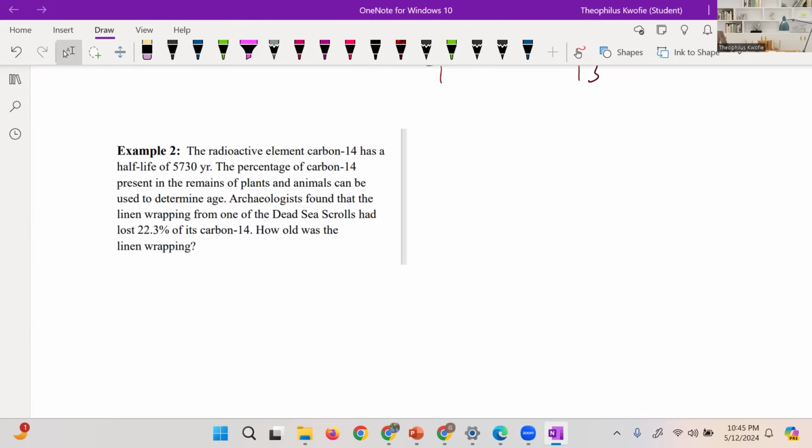Now, how old was the linen wrapping? With this problem, what we will do is take our time bringing the problem into a simpler form, then see how best we can solve it. So let's take our time as we do it together.